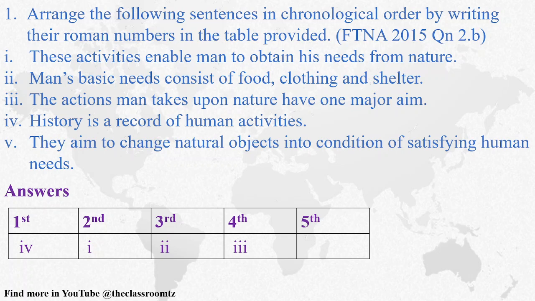Sentence number 4 is going to be Roman 3. The actions man takes upon nature have one major aim. What was the aim of those actions? The aim of those actions is in Roman 5, that is number 5: the aim to change natural object into a condition of satisfying human needs. That was the aim of all human activities. In short, it was aimed to control nature. Man found those things set there, so he started to apply his knowledge in order to change what we are seeing in our environment to satisfy our needs.